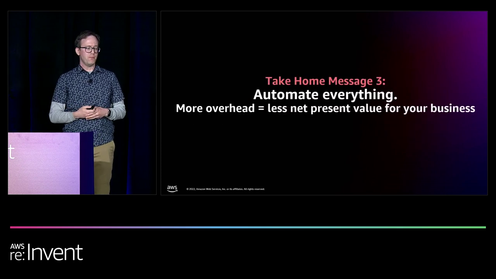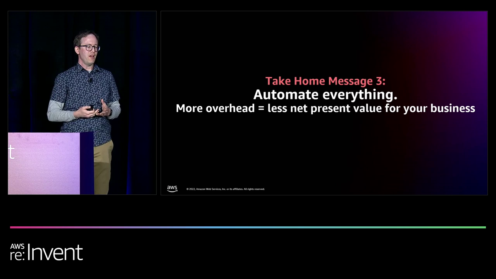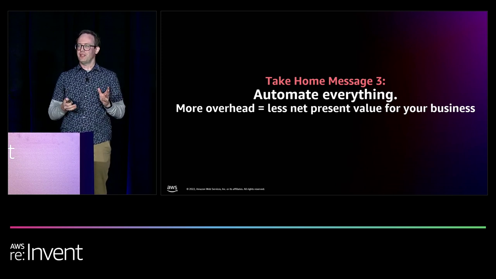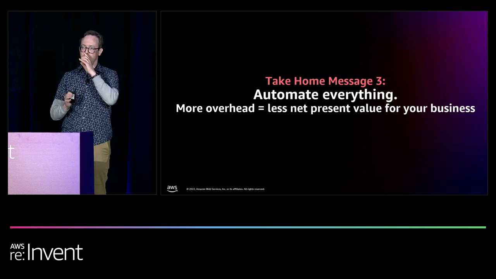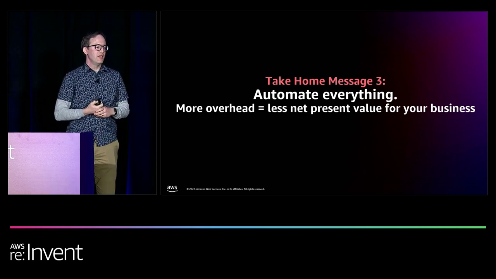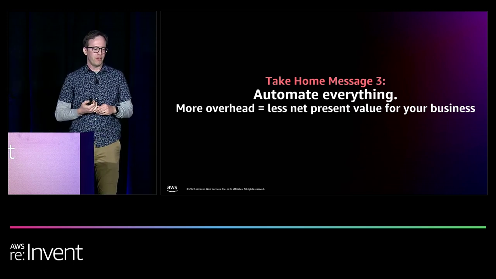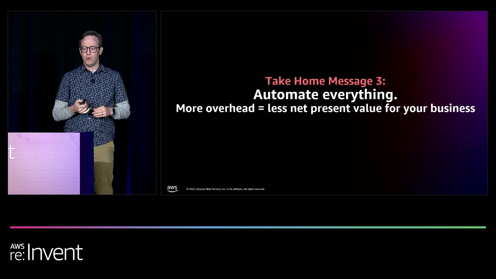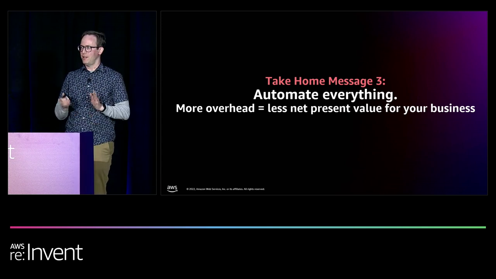And one of the core take-home messages here is that you should really, as much as possible, automate everything. Anything that you're doing that's not automated, if you're manually deploying something in the console or you're manually doing migrations or code deployment, that all translates into more overhead, and more overhead equals less net present value for your business. And so really, as much as possible, identify anything that's not automated and automate it.